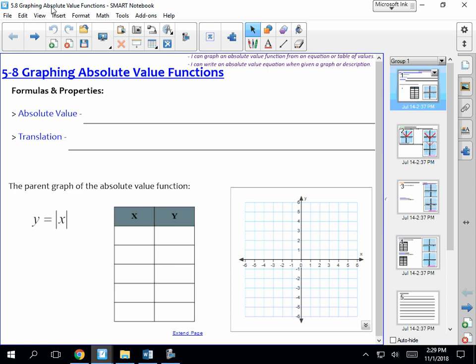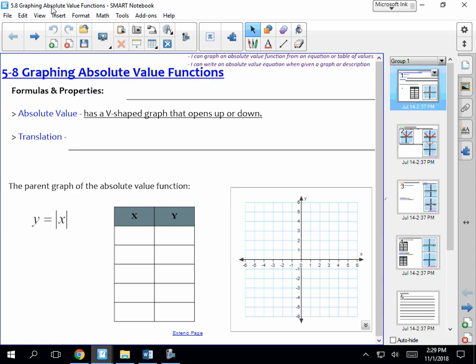We'll graph it in just a minute. Absolute value has a V-shaped graph that opens either up or down. So it's just telling you the shape. So it has a V-shaped graph that faces up or down. So we can do that later.